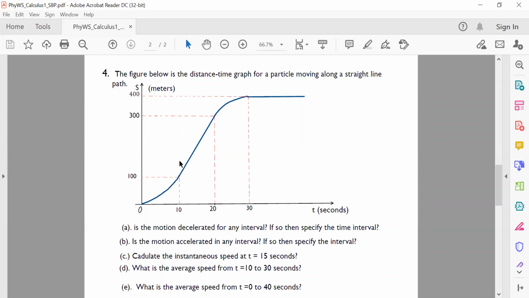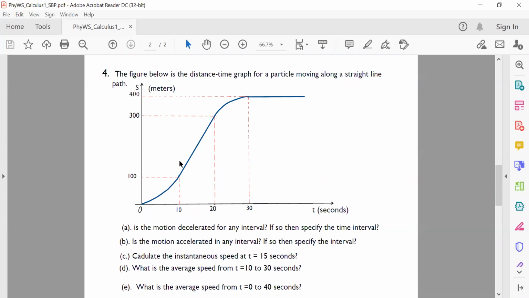And the last part. Sir, the motion is accelerated from 0 to 20, I think. Can we say that? No, we cannot say that, beta, because between 10 and 20 you can see the slope is uniform. It's a straight line. Only between 0 and 10 is the graph curving such that the slope is increasing. Between 10 and 20, the slope is constant. So that means the speed is uniform. You understanding now?